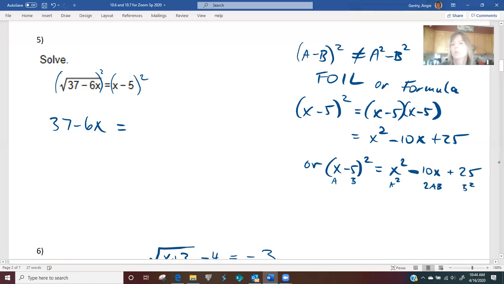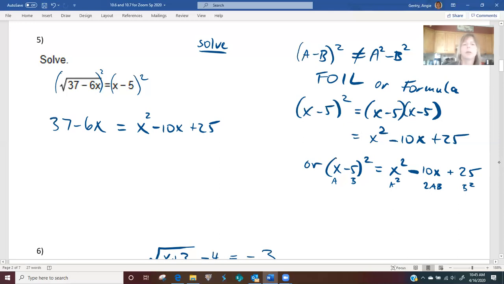You see, so no matter which way you do it, you're going to get the right thing as long as you don't just square each item. You need to either FOIL or use the formula. Now you have a quadratic. So now if you want to solve a quadratic, you're back at the end of chapter 5. No, chapter 6. So how do you do this?